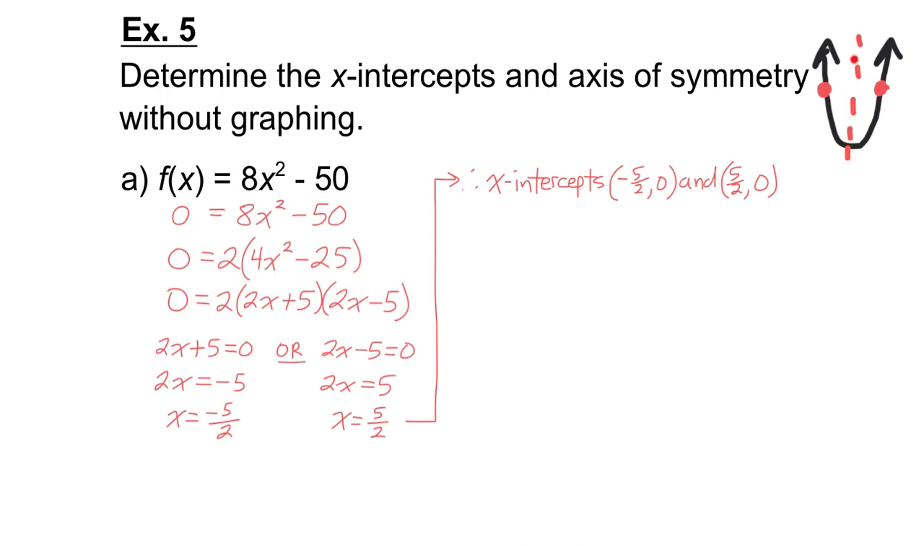Remember, the axis of symmetry is the line of symmetry, which means it's a mirror image on either side. So if we know where the x-intercepts are, we also know that the axis of symmetry is halfway between those x-intercepts. It's going to be in the exact middle. So what's in the middle of -5/2 and +5/2? Well, it's 0. 0 is halfway between, so the axis of symmetry has the equation x equals 0. If you're not sure how to find halfway between two numbers, you can always just take the average of the two numbers. That will always work too.